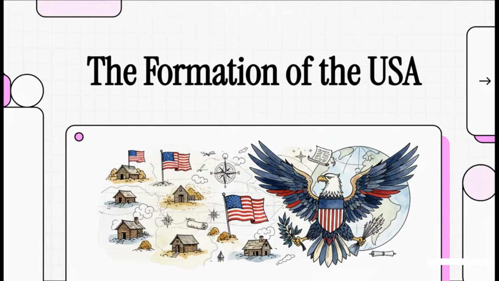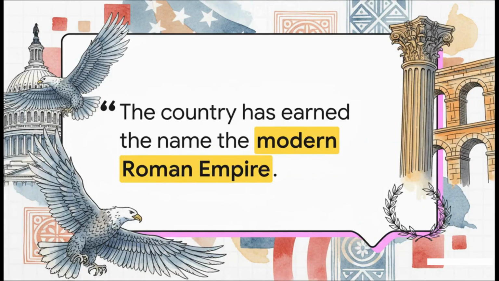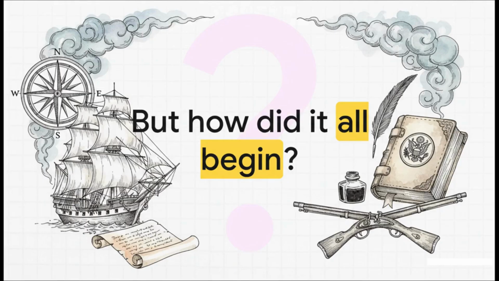Let's dive into how the USA went from a bunch of scattered colonies to a global superpower. Yeah, people call it the modern Roman Empire, and when you look at its influence, you get why. So, to really get it, you've got to go back, way back to the very beginning.